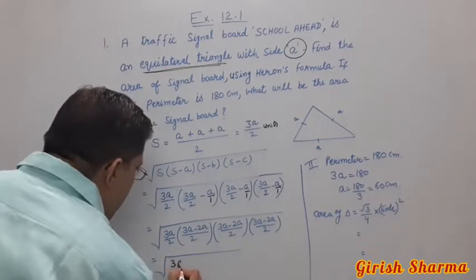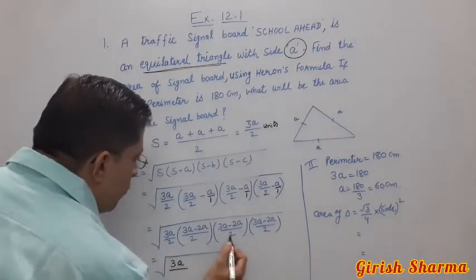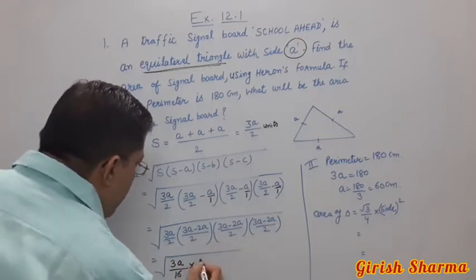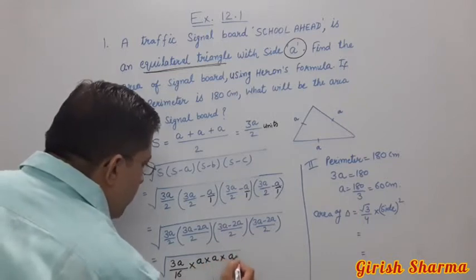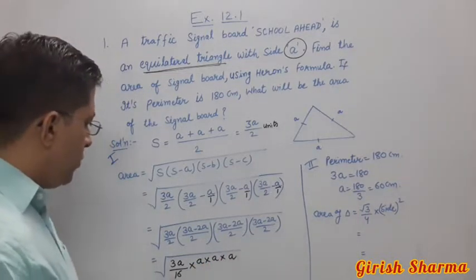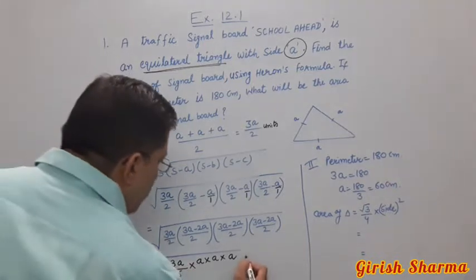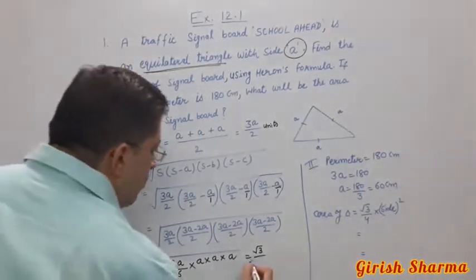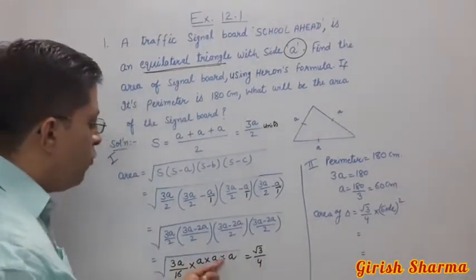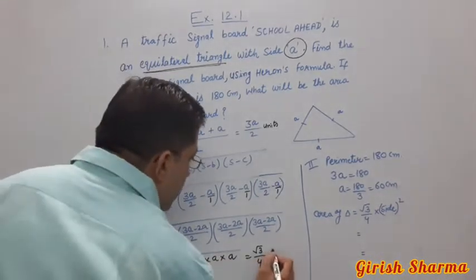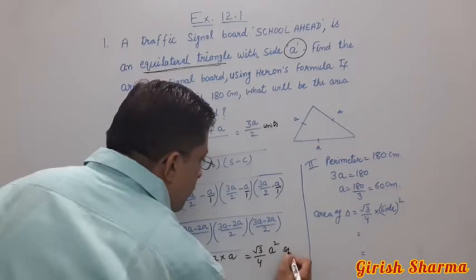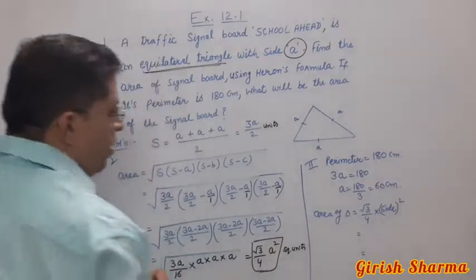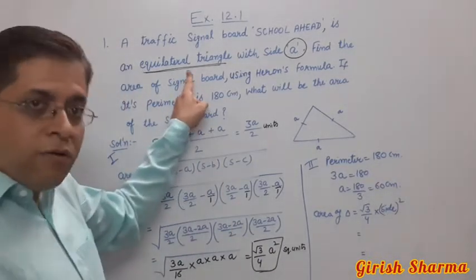Here is 3A upon 2 to the 4, 4 to the 8, 8 to the 16. Okay. Here A into A into A, then what will come? Under root, the square root of 16 is 4, and here is A power 4. Square root of A power 4 is A square. One important formula is under root 3 upon 4 A square for an equilateral triangle.